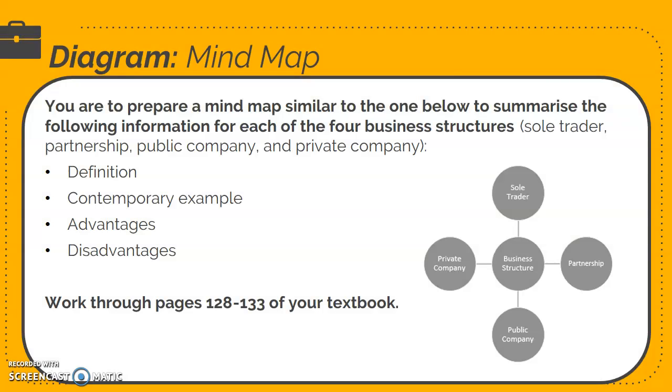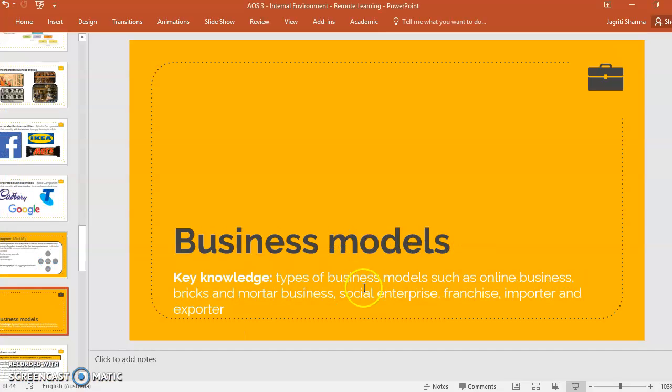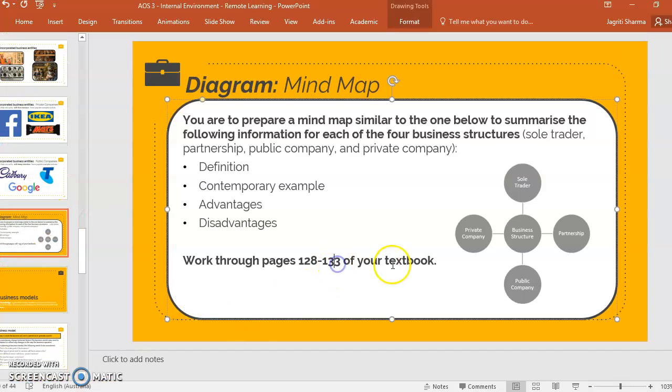Now, because we only have one session today, you should be working on this diagram mind map. You are to prepare a mind map similar to the one below to summarize the following information for each of the four business structures. There's heaps of information in your book. Work through page number 128 to 131 of your textbook for today.